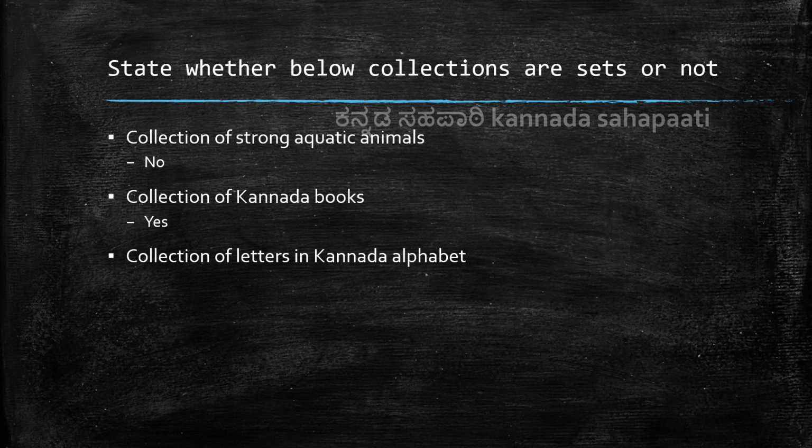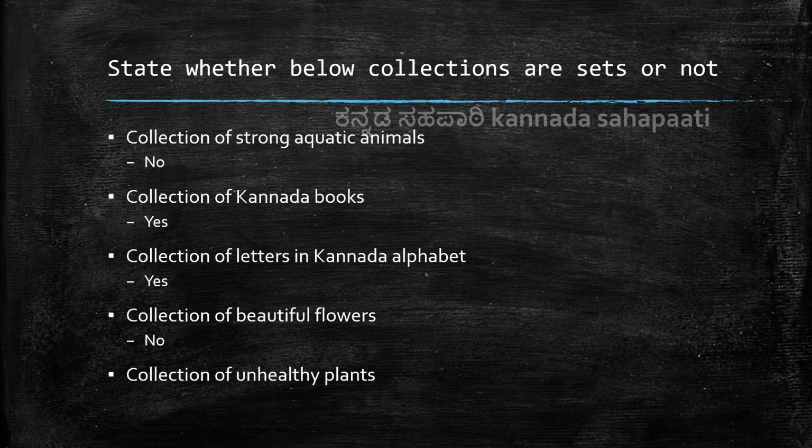Collection of letters in Kannada alphabet. We can easily identify a letter in Kannada alphabet. Therefore, without any confusion, we can say that collection of letters in Kannada alphabet is a set. Collection of beautiful flowers. The word beautiful is very vague and causes a lot of confusion while deciding whether a flower is beautiful or not based on the person. Therefore, we can say that collection of beautiful flowers is not a set.